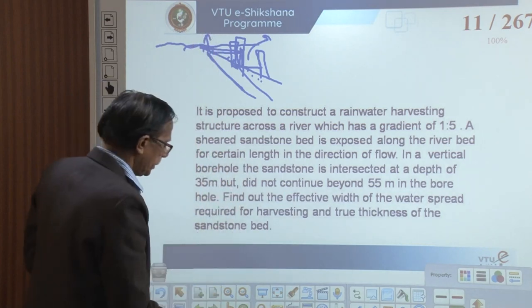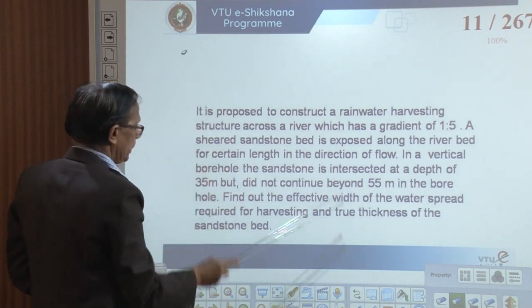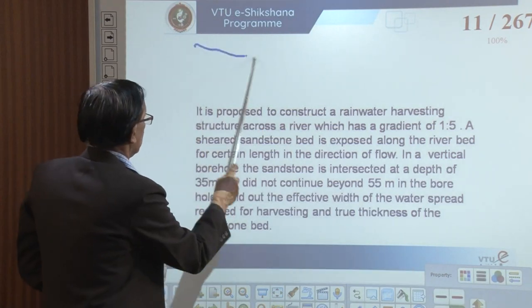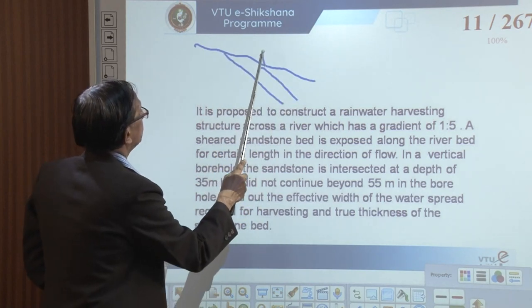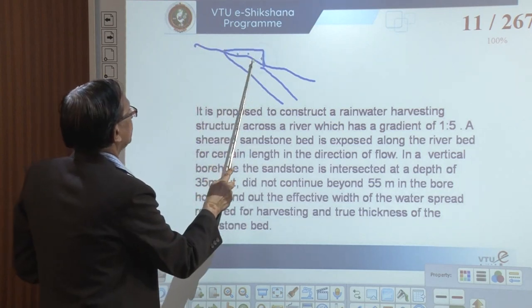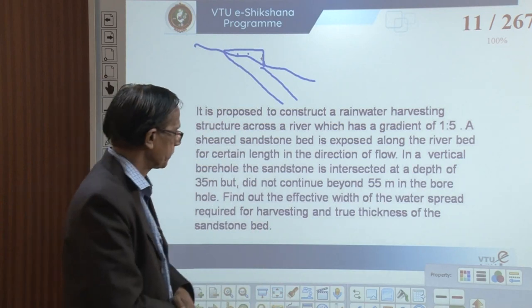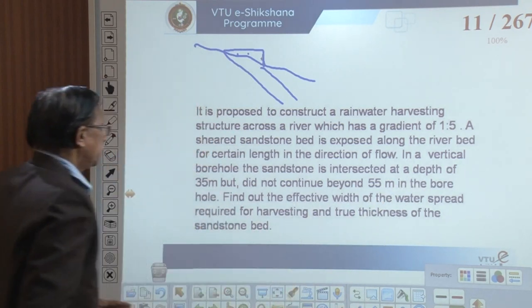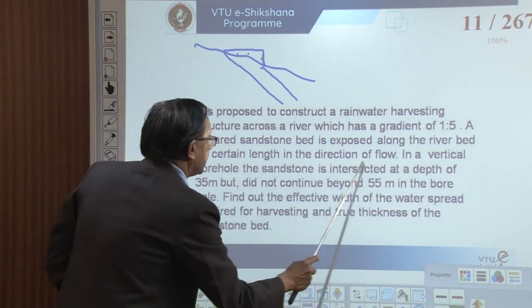Therefore, ideally for me, the effective part is the sandstone bed exposure. This is the effective. If this much I submerge, effective percolation takes place. That I have to find. What is the effective spread? This is the problem. For a certain length along the direction of flow.